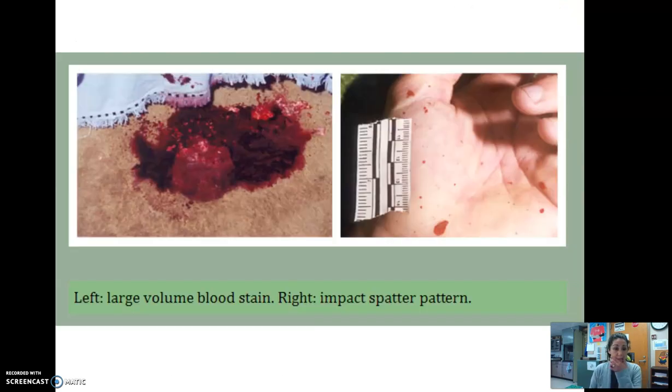All right, so here are some examples. On the left is a large blood stain. That could be from the body, maybe it dripped down, or the body was laying there and it came out of the body directly onto it. Looks like carpet. There's a spatter pattern on the hand there on the right. That would be from some sort of spray.